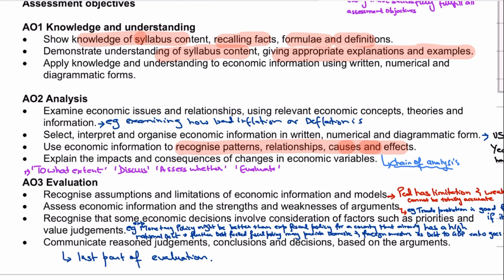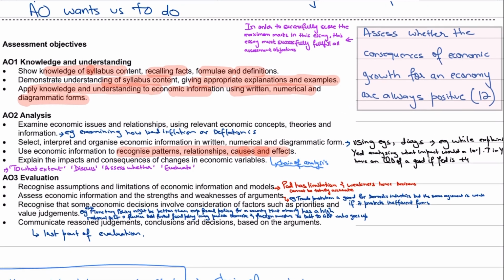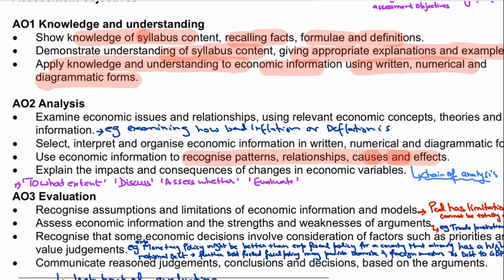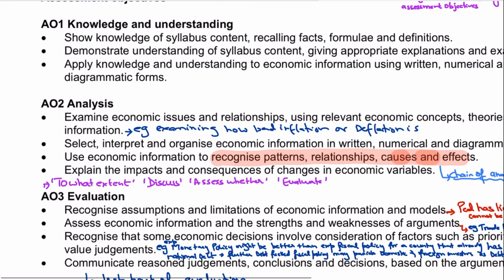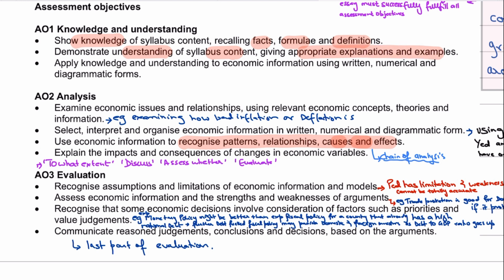So maybe you say, and then applying that knowledge and understanding to economic information using written, numerical and diagrammatic forms. So if you apply this assessment objective 1 to economic growth, if I summarize the knowledge and understanding, you need to talk about facts, formulas and definitions, providing basic knowledge of the content, right? Providing basic understanding of the content, as in the syllabus content, whatever the subject matter of the question is, giving appropriate examples or explanations, and applying that knowledge and understanding to economic information using written, numerical and diagrammatic forms.